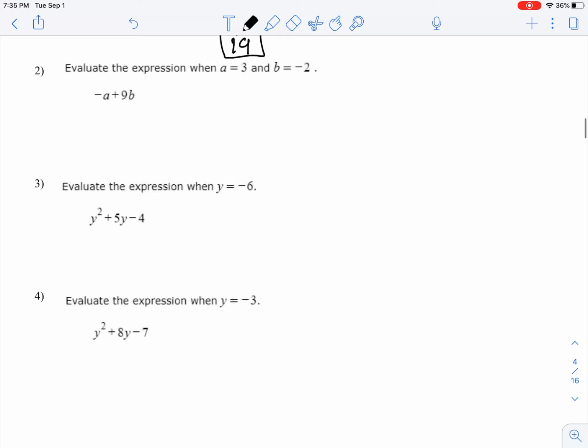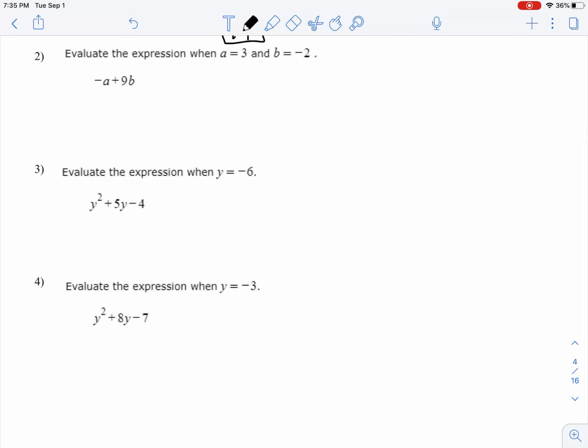Evaluate the expression when a equals 3 and b equals negative 2. Okay, so a equals 3, so there's the negative in front of a. Put my 3 in for a, plus 9, and b was negative 2. Again, whenever I'm given a negative number for my variable, I just like to put it in parentheses right away. I know this is multiplication because these were being multiplied, so 9 times negative 2 is negative 18, plus negative 3. Again, I'm adding 2 negatives. That's going to equal negative 21.